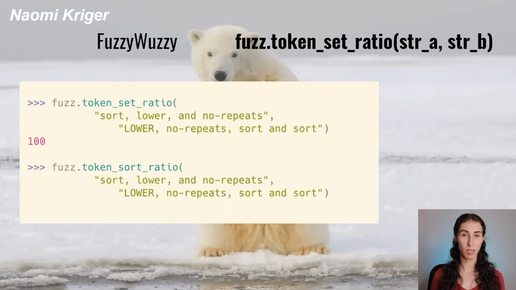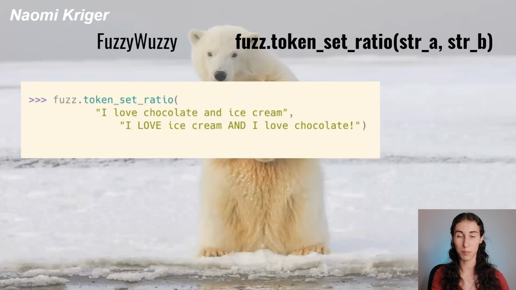Now, if we would take the same comparison but use the previous function, we would see that the similarity score is lower, 91 in this case, because the previous function, as we know, does not remove duplicates before making the comparison. Now, moving on to a more realistic example, we can see "I love chocolate and ice cream" compared to "I love ice cream and I love chocolate". True story, by the way. So in this case, we can see that the similarity score is 100.